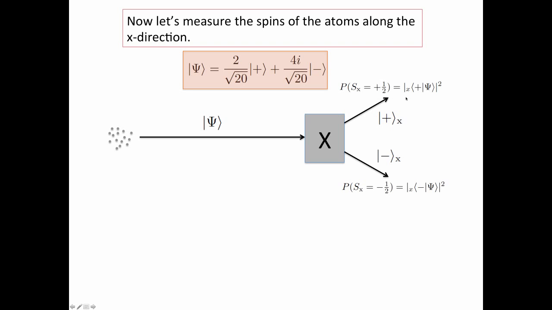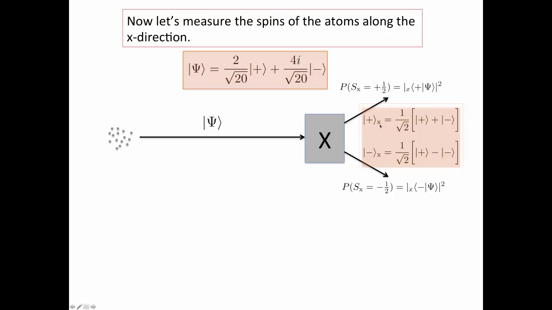We can write our probabilities of measuring spin up and down along the x-axis as the square moduli of the inner products of the up and down bras along this x-axis with psi. Okay, to calculate this, we have to make use of the fact that is shown in the book that the plus and minus kets along the x-axis can actually be written in terms of the plus and minus kets along the z-axis in this way.